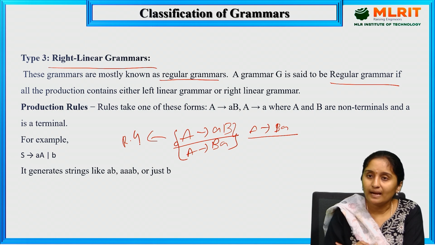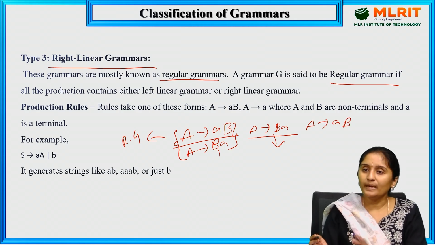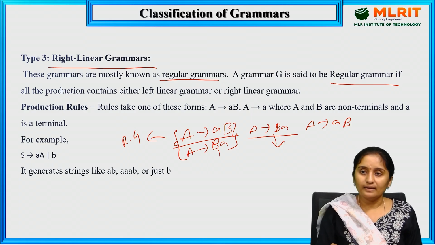To tell the given grammar is a regular grammar, we can have either left linear grammar or right linear grammar. But it should not be a combination of left and right linear grammar. That is nothing but the type 3 grammar.